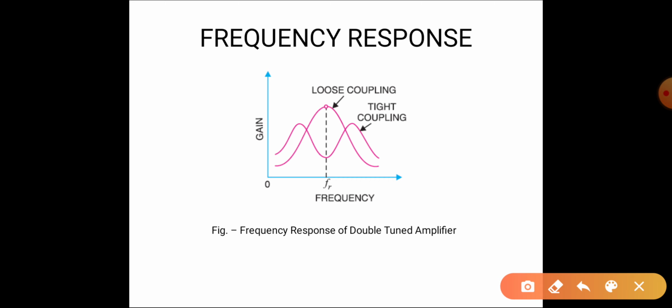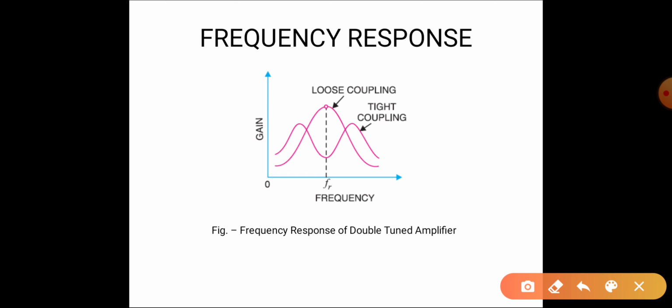So when the primary and secondary coils, that is L1 and L2, are very close together, they are said to have tight coupling. So all the flux of L1 will be linked to the secondary coil L2. Under such conditions, the reflected resistance will be large and the circuit Q, that is quality factor, will be lower.